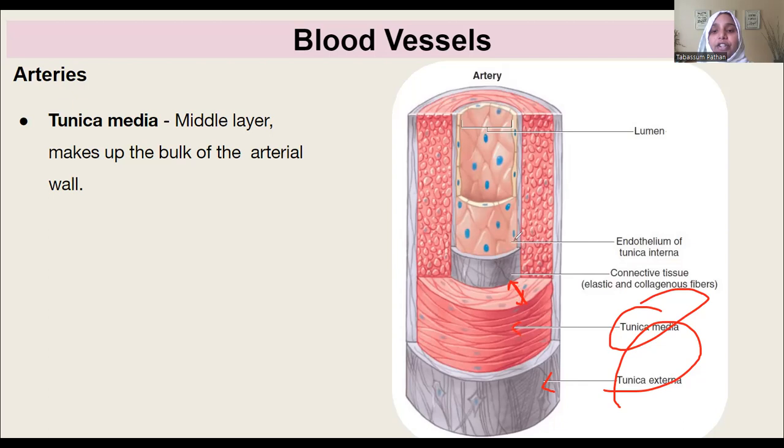And finally the tunica interna, the innermost layer. In between you have elastic and collagenous fiber over here. This is the empty space through which the blood will flow, which is known as lumen. So this is the blood vessel, and inside the hollow tubing through which the blood is flowing is your lumen.